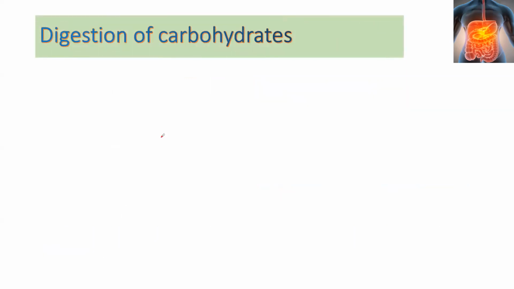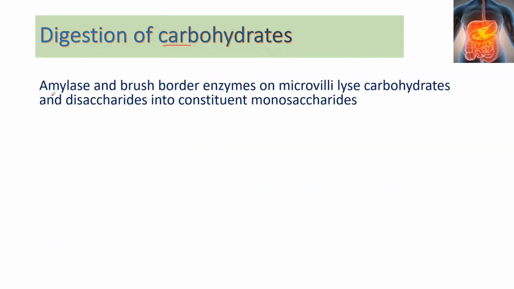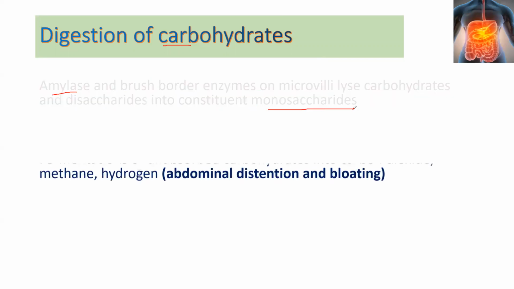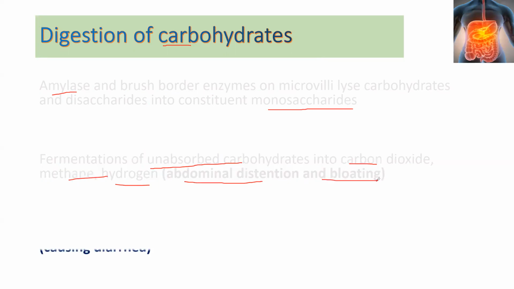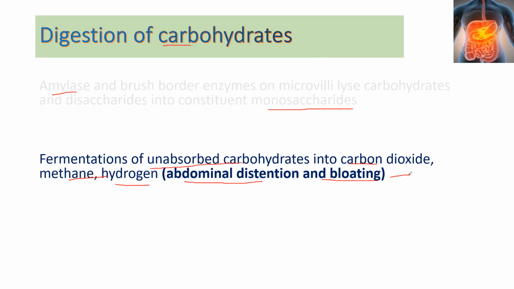And what happens to carbohydrates in the GI? They are digested through amylase and other brush border enzymes on the microvilli, and they are broken down into monosaccharides. When there is fermentation of the unabsorbed carbohydrates into different gases like carbon dioxide, methane, and hydrogen, we see that these gases cause abdominal distension and bloating. And these cause the clinical symptoms when there is malabsorption of carbohydrates.